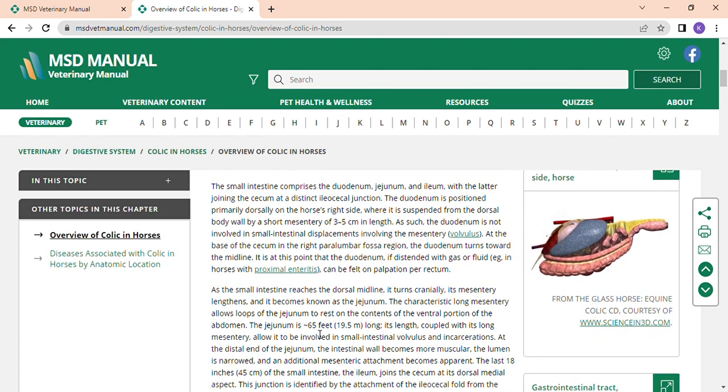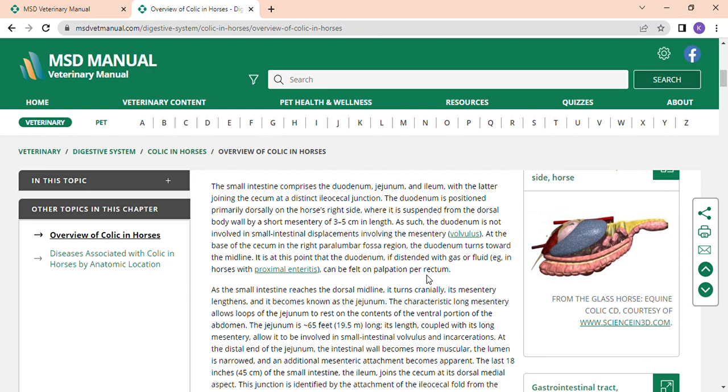The small intestine comprises the duodenum, jejunum, and ileum, with the latter joining the cecum at the ileocecal junction. The duodenum is positioned primarily dorsally on the right side, where it is suspended from the dorsal body wall by a short mesentery of 3 to 5 centimeters in length. As said, the duodenum is not involved in small intestinal displacement involving mesenteric volvulus at the base of the cecum in the right paralumbar fossa region. The duodenum turns toward the midline. It is at this point that the duodenum is distended with gas or fluid.